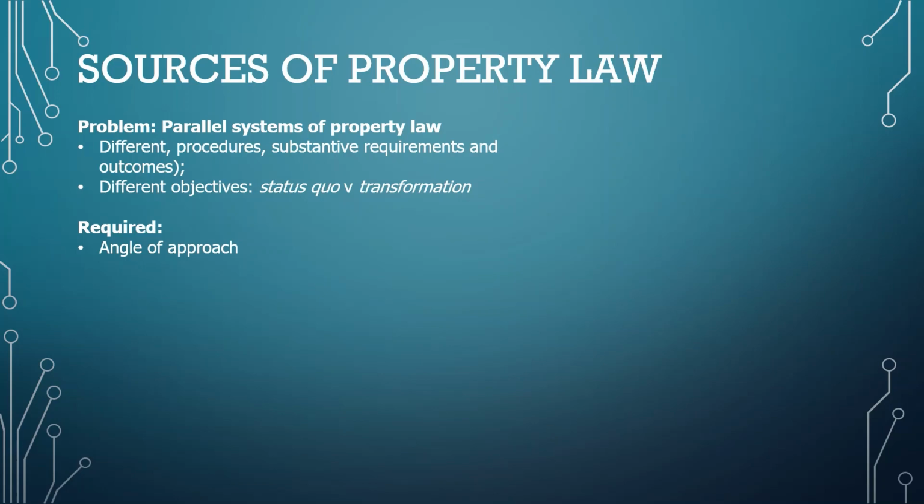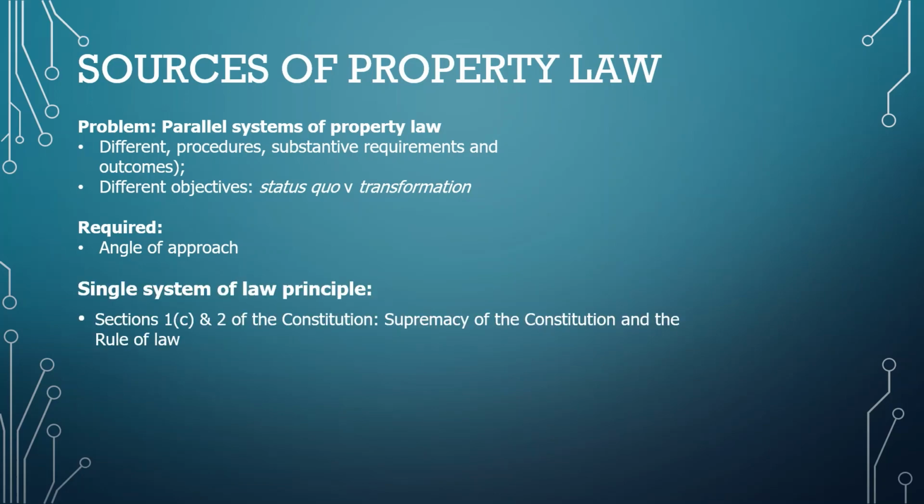Now, given the issues outlined, let's see what the law says about how we should approach conflicts in sources and the need to maintain a balance between the struggle of the status quo for stability purposes, and transformation. So the law directs us to the single system of law principle as a starting point. So what is the single system of law principle? It is a principle laid down by the Constitutional Court based on Section 1(c) and 2 of the Constitution. Now, these sections establish the supremacy of the Constitution and the rule of law.